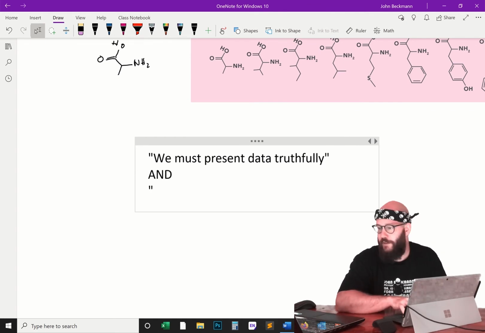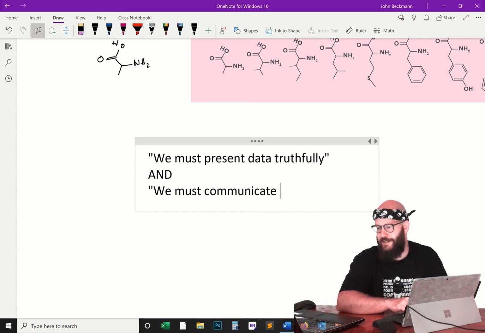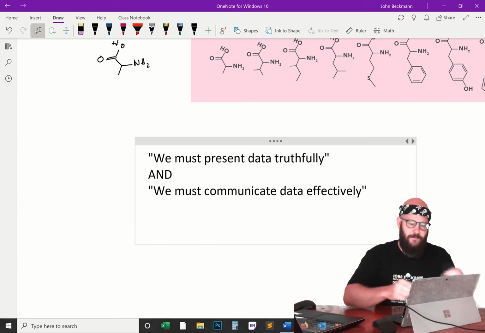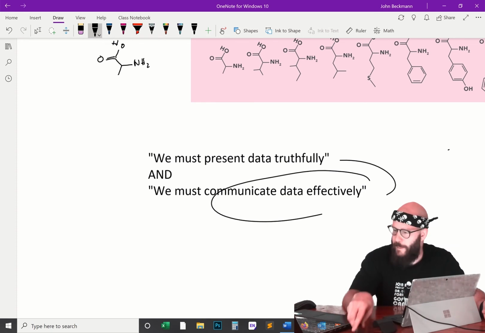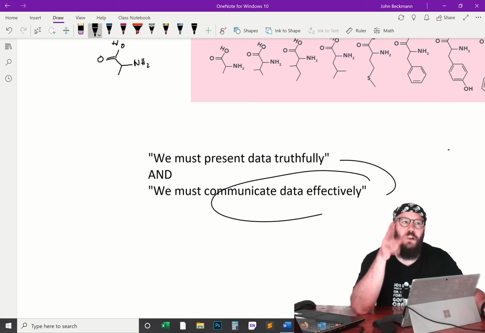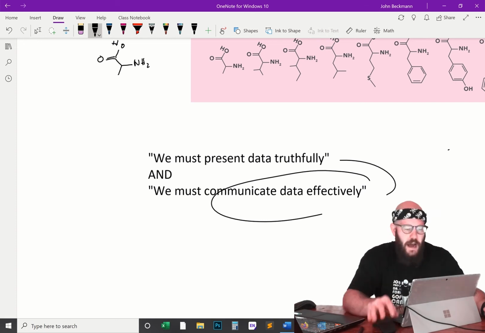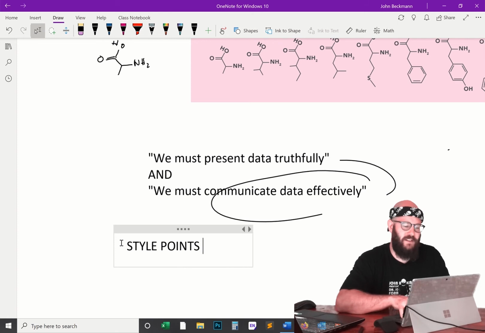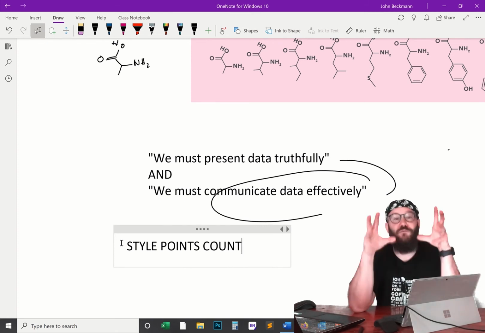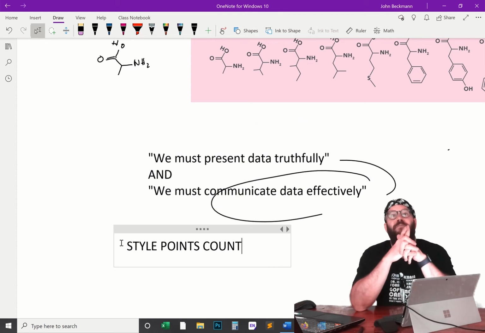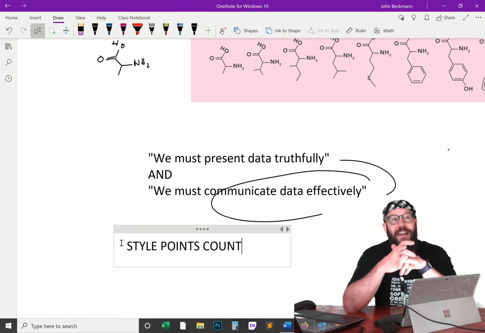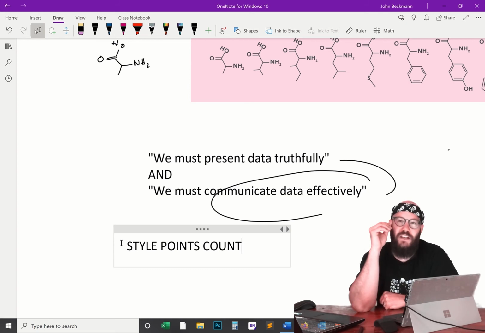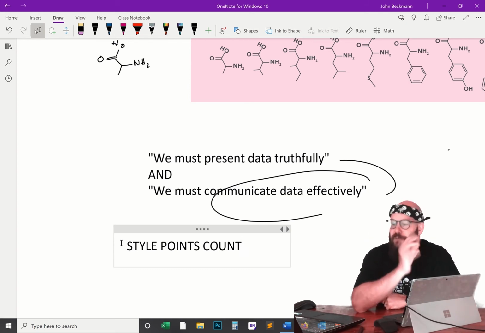And we must communicate data effectively. This is where we have room for creativity. This is where skills in digital literacy will amplify our success. I fundamentally believe in life that style points count. Making things look really good matters. Making things presented in the most effective way to communicate your hypothesis matters. That's what I want to focus on in this class. I want to develop your skills so thoroughly that this is never an issue for you for the rest of your life.